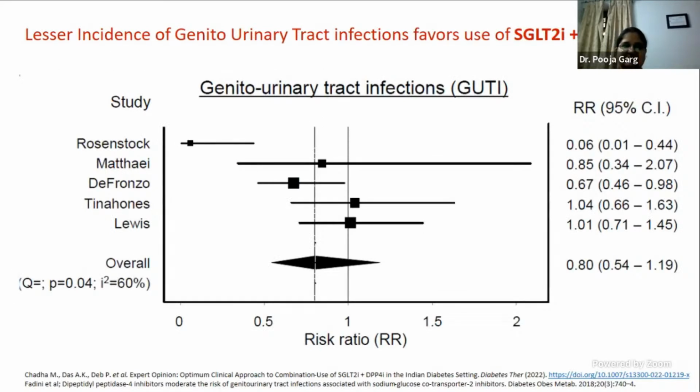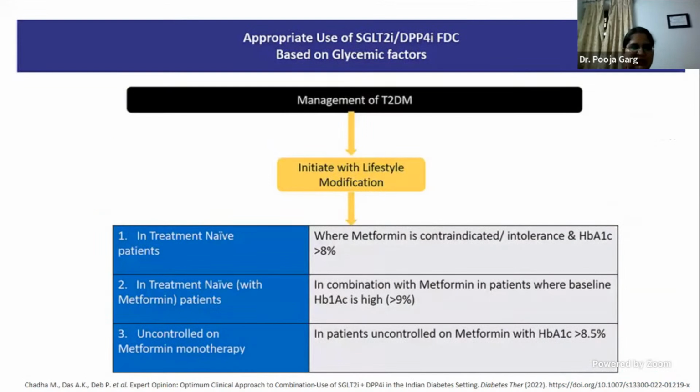There is also, this is the fourth reason, a lesser incidence of genitourinary tract infection. Therefore, this fixed dose combination of SGLT2 inhibitor and DPP4 inhibitor is a wonderful combination. All these studies have demonstrated that these together, when given, reduce the risk of genitourinary tract infection. So this appropriate use of fixed dose combination based on these glycemic factors thereby manages type 2 diabetes mellitus, and always initiate the patient with lifestyle modification.